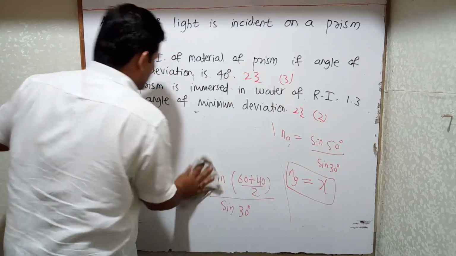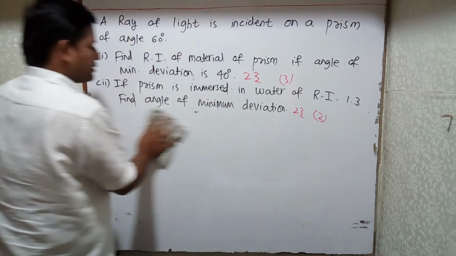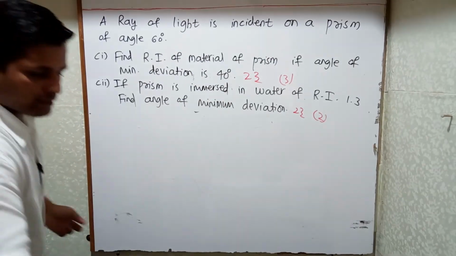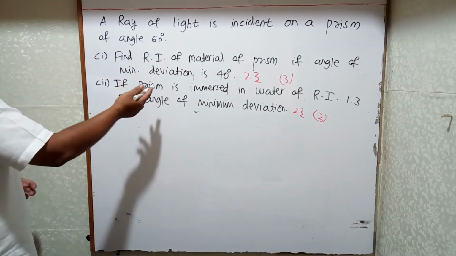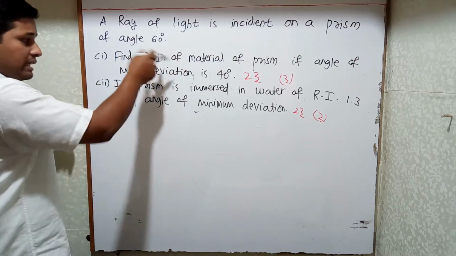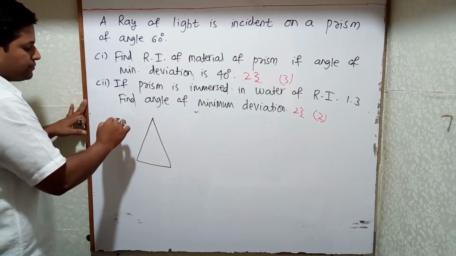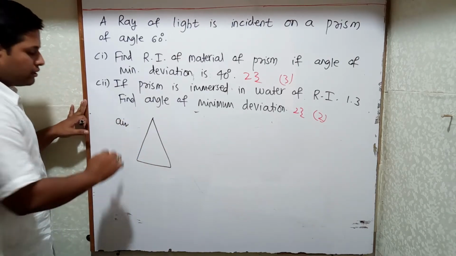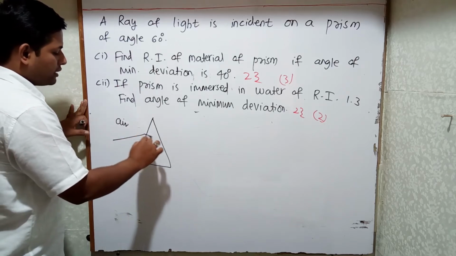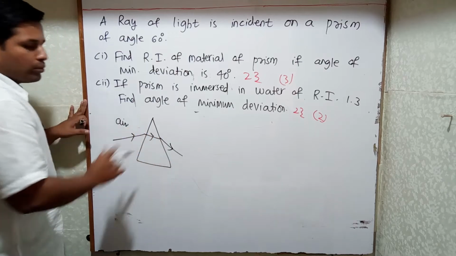The second question that is being asked is very, very important. Okay, let us try to understand this. Let us do it with a black pen. A prism is immersed in water of refractive index 1.3. In the initial problem, the prism was in air only. A ray of light is falling here, it is getting refracted, and coming out as the emergent ray. All that story you know.